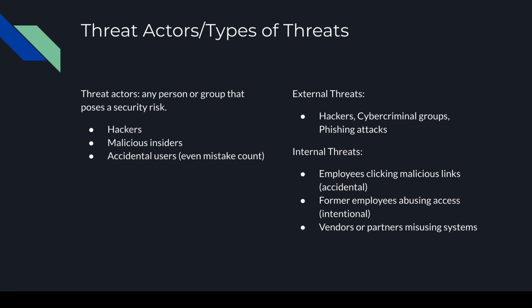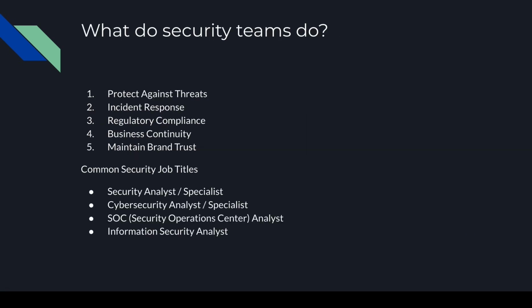Okay. Now, the next thing they talked about was what security teams do. I've written down all 5 of them. Protect against threats: detect, prevent, and respond to both internal and external risks. Incident response: if a breach happens, the security team is going to contain it, fix it, and then reduce the damage.